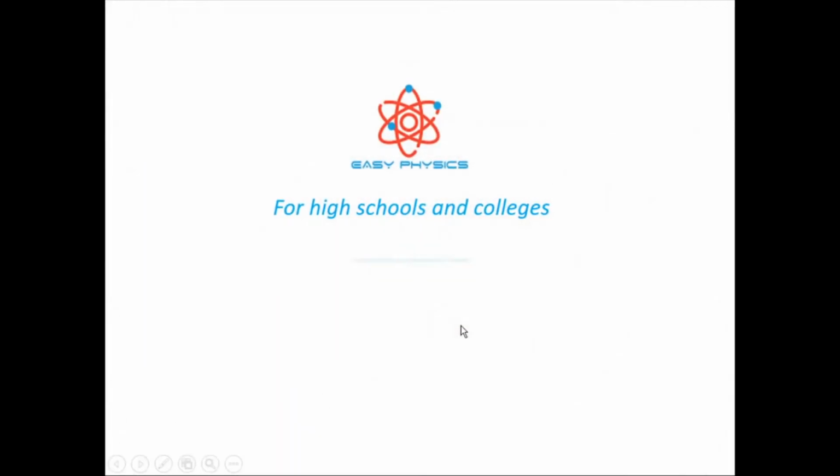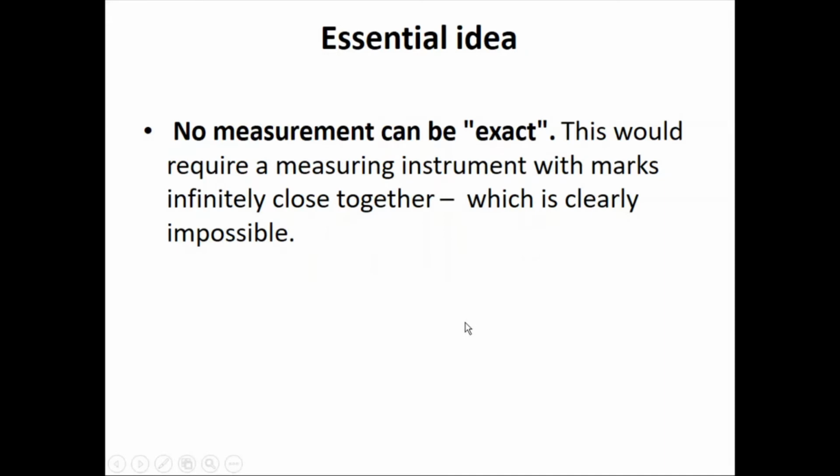Hello, in this lesson we are going to look at the uncertainty in measurement. The essential idea here is no measurement can be exact. For a measurement to be exact, we need a measuring instrument with marks infinitely close together, which is clearly impossible.